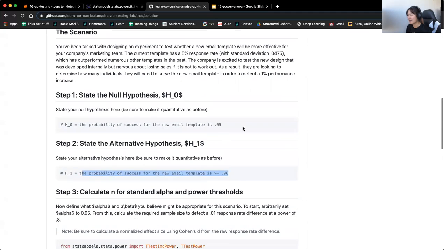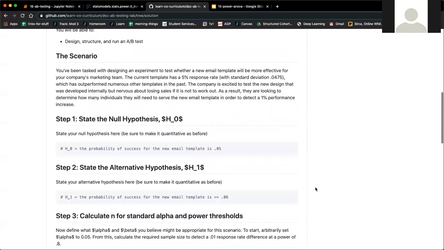So yeah, any questions about this hypothesis? I think based on this hypothesis, we are looking at an absolute increase of 1% from the response rate. Sorry, maybe I missed this, but how did they come up with this hypothesis? Yeah, like the 0.06 number. I think the 0.06 is because they're looking for a 1% performance increase over an already 5% response rate.